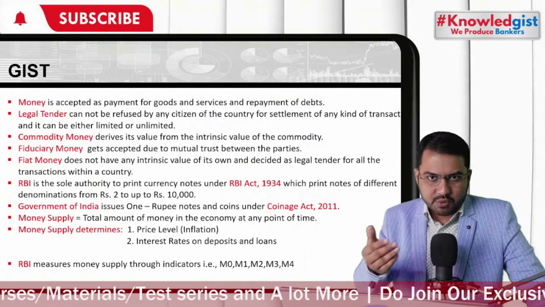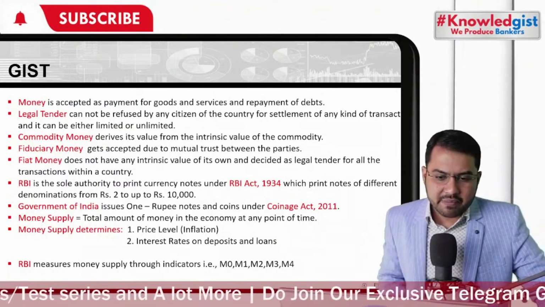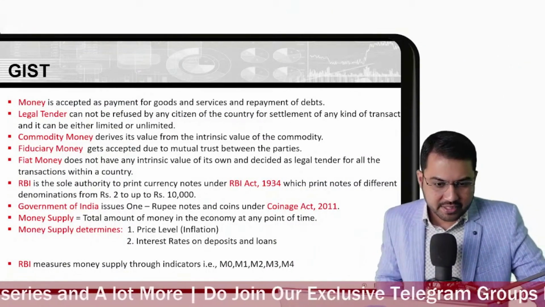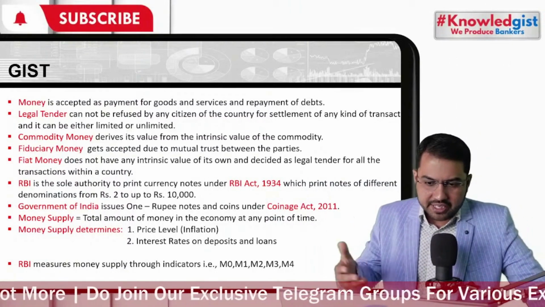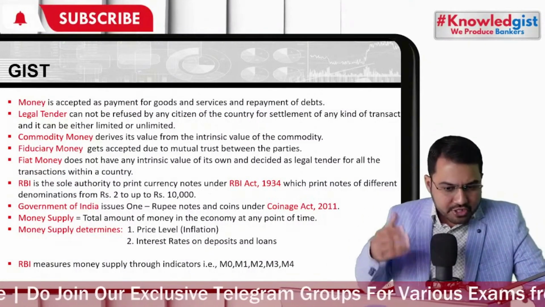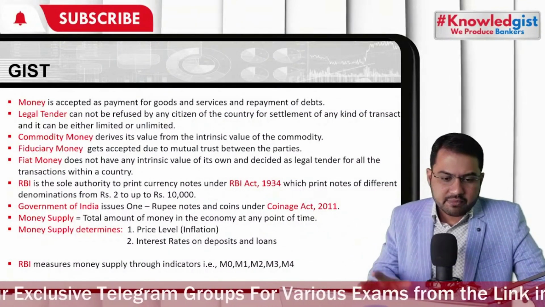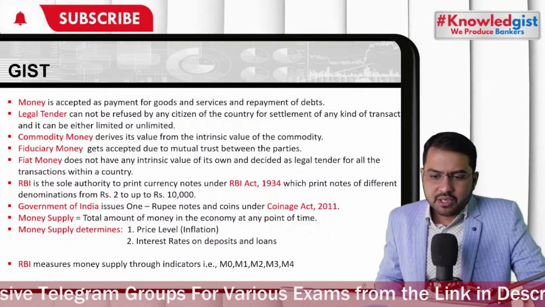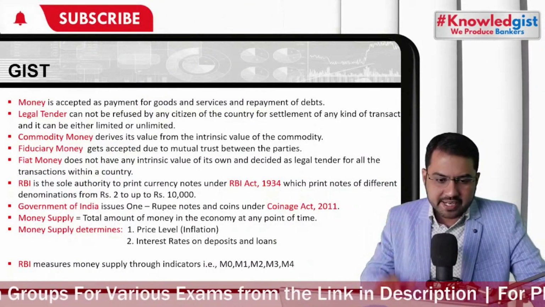Gist of the session before we go to the MCQs. Money is accepted as payment for goods and services and repayment of debts. It is called legal tender. Commodity money derives its value from the intrinsic value of the commodity. Fiduciary money gets accepted due to mutual trust between two parties. Fiat money does not have any intrinsic value, but it derives its value from the government's guarantee.